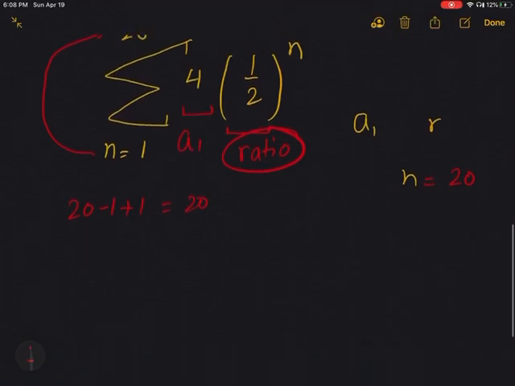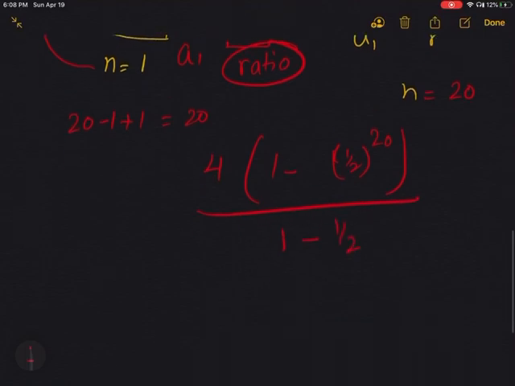So the rest is pretty much plugging everything in. First term, times 1 minus the ratio, which is 1/2, to the 20th power, over 1 minus 1/2. I typed everything into my calculator and ended up getting 7.99, which can be rounded off to 8. Here you go. So that's the sum.